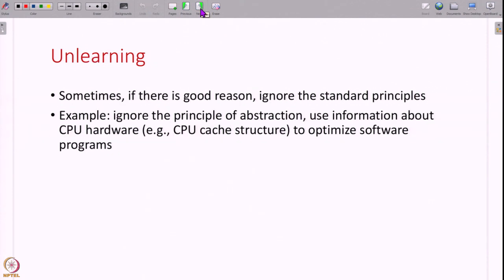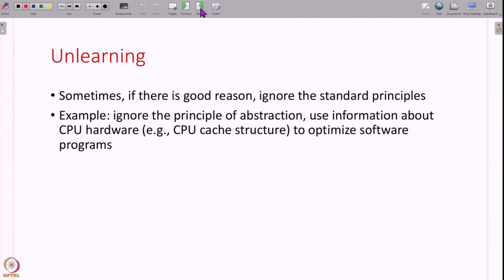So finally, the last design principle I am going to leave you with is that sometimes there is a good reason, and if there is a good reason, feel free to ignore these standard design principles, violate them, and do something the opposite of what the design principle says. And this is again commonly done in computer systems, ironically.